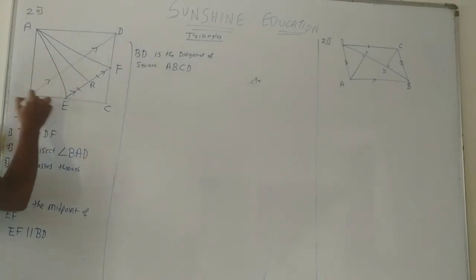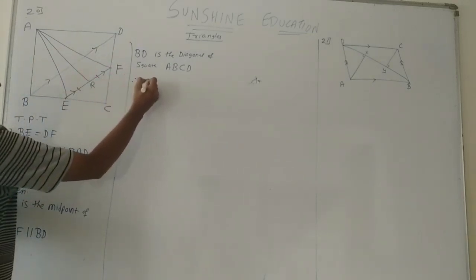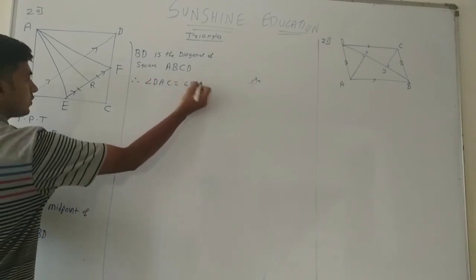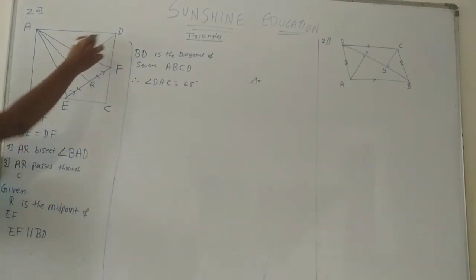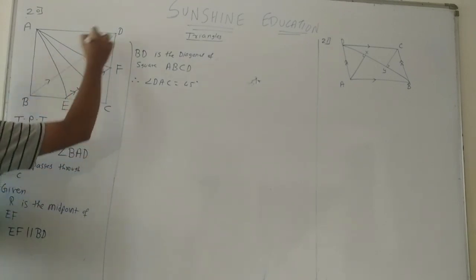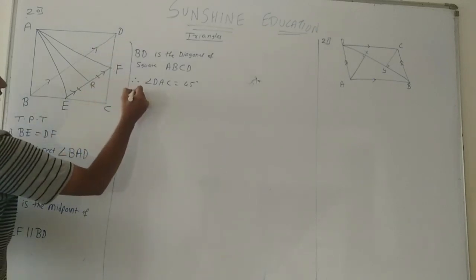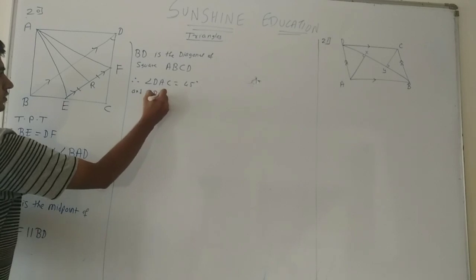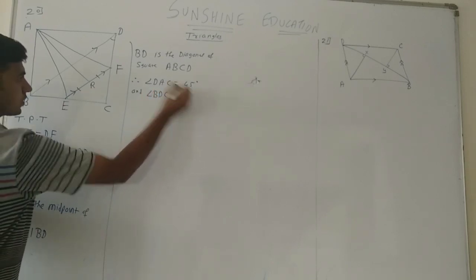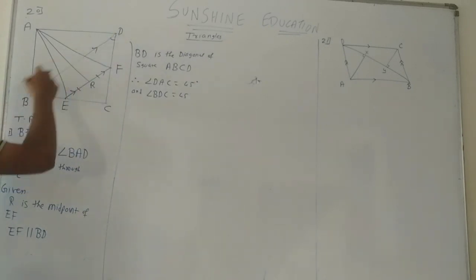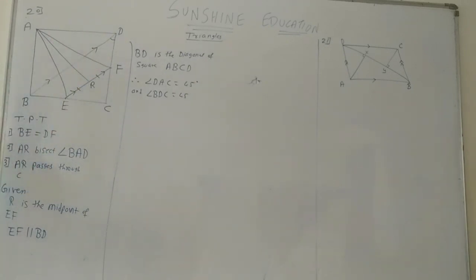Therefore angle DAC is equal to 45 degrees, and BDC is also 45 degrees. So this is also 45. 90 will be divided into two parts, 45 and 45, only if it is a square.